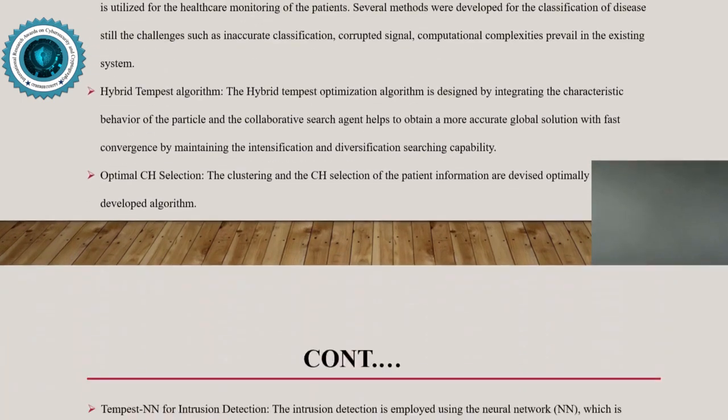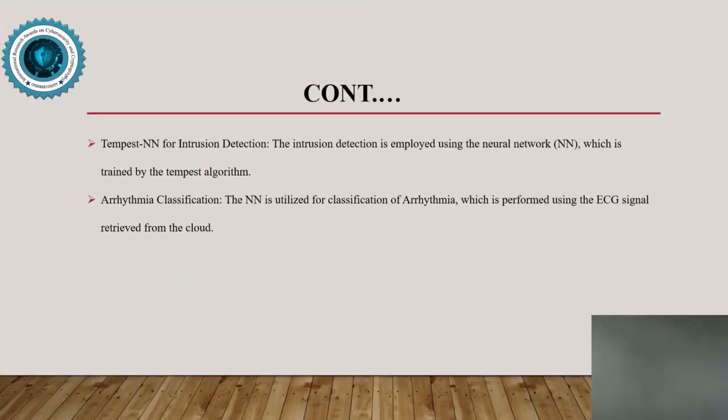And the third is the Tempest neural network for intrusion detection. The intrusion detection is employed using the neural network, which is trained by the Tempest algorithm. And the last one is arrhythmia classification. This neural network is utilized for classification of arrhythmia. The remaining sections of the research are detailed in our next slide.